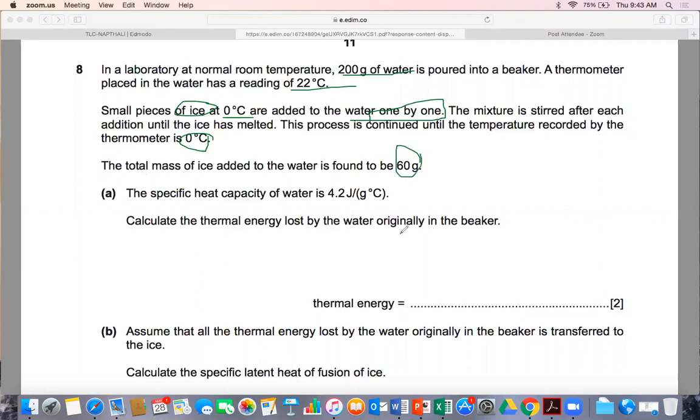After the water became 0, they realized that the amount of ice they had added to bring it to 0 degrees is 60 grams. So I have specific heat capacity of water being 4.2. Calculate the thermal energy lost by the water originally in the beaker. So, how do we do this?